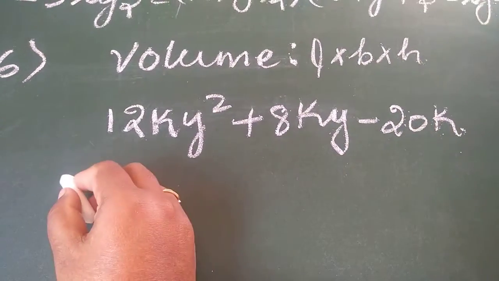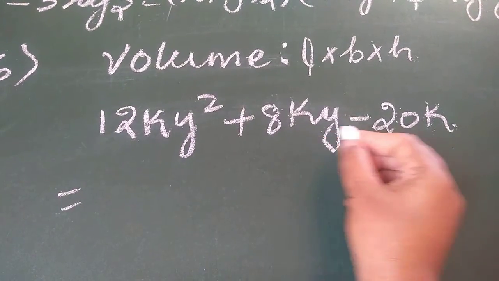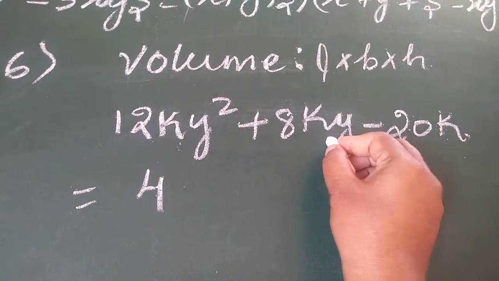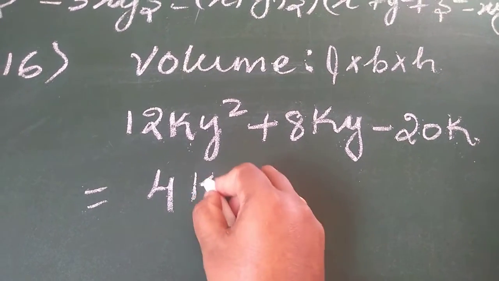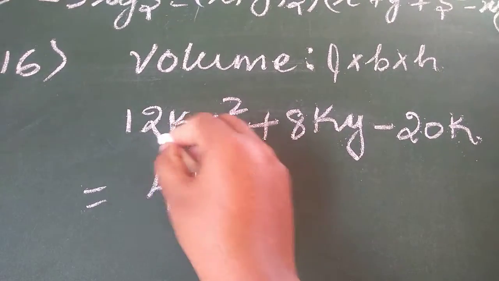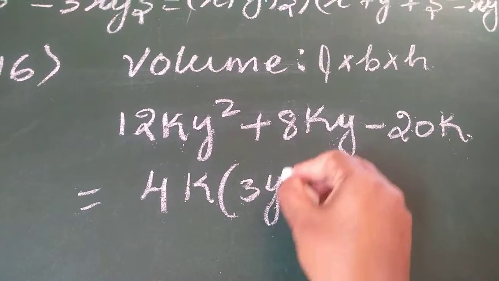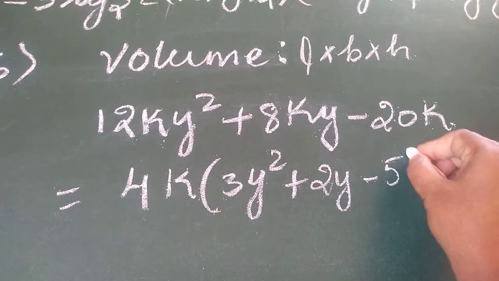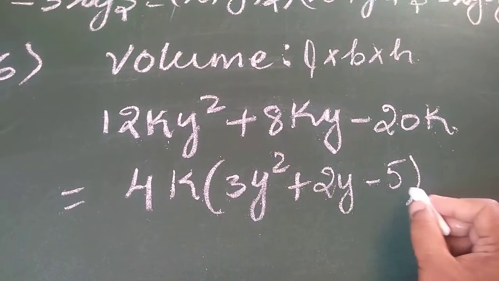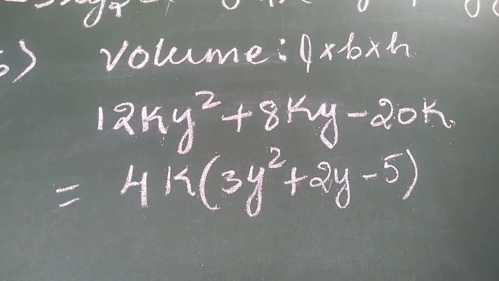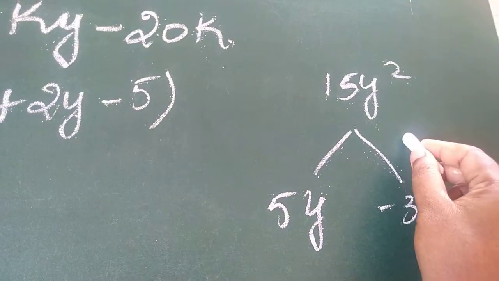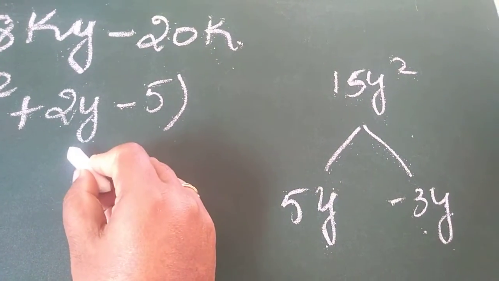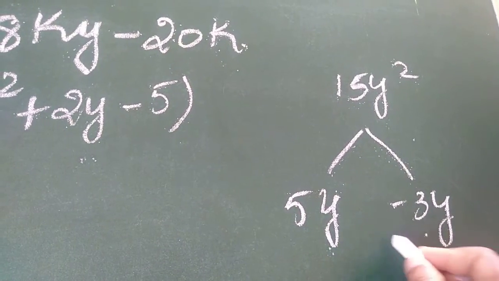So first what I should take common here, can you observe in all these three, 4 is common and k is common. Okay, I will take out both as common. What remains? 4 3s are 12, so 3y square. 4 2s are 8, so 2y. 4 5s are 20, so 5. Now splitting the middle term again, 3 5s are 15, so 15y square I will split as 5 3s are 15, 5 minus 3 is plus 2. I should get plus 2 only, no? So 5 minus 3 is plus 2.